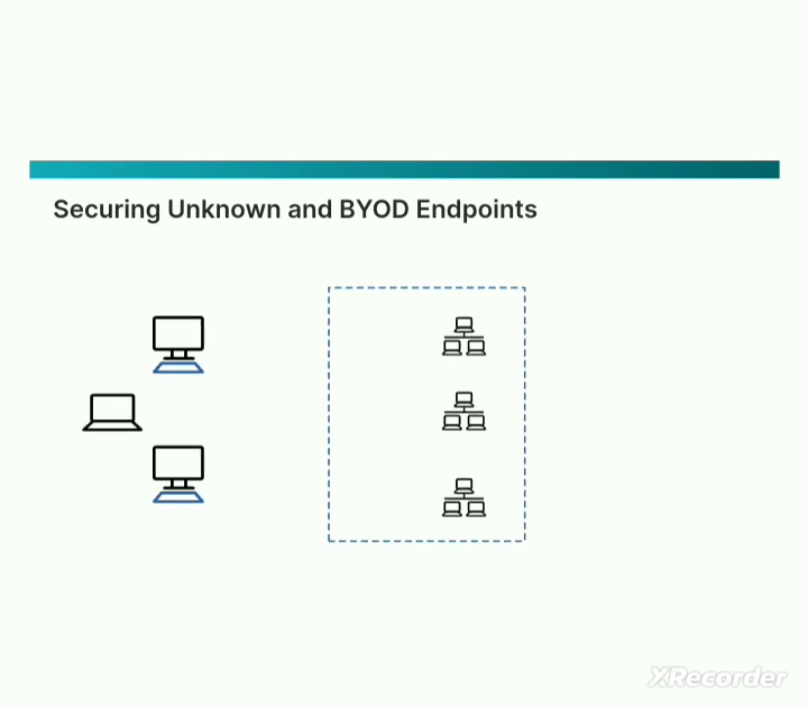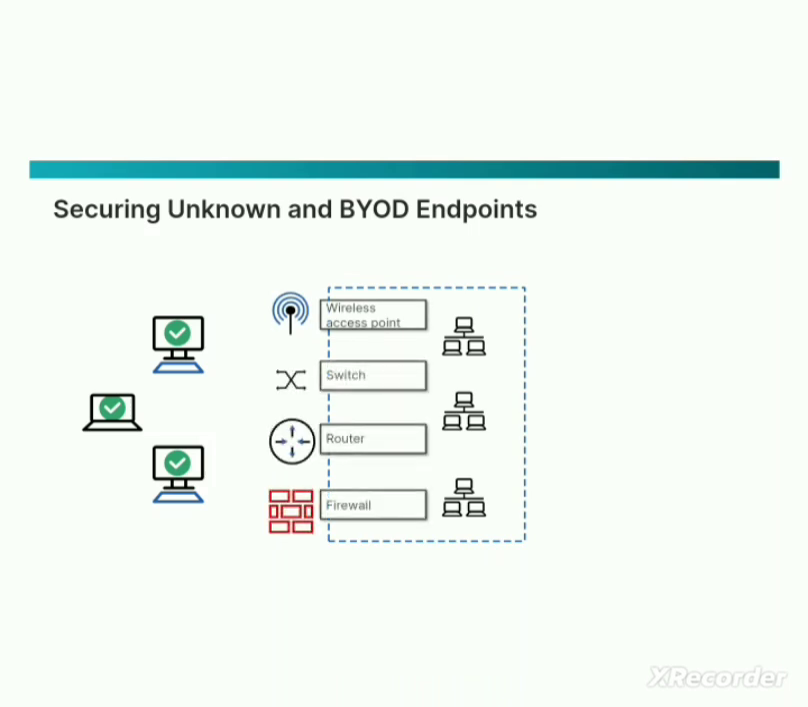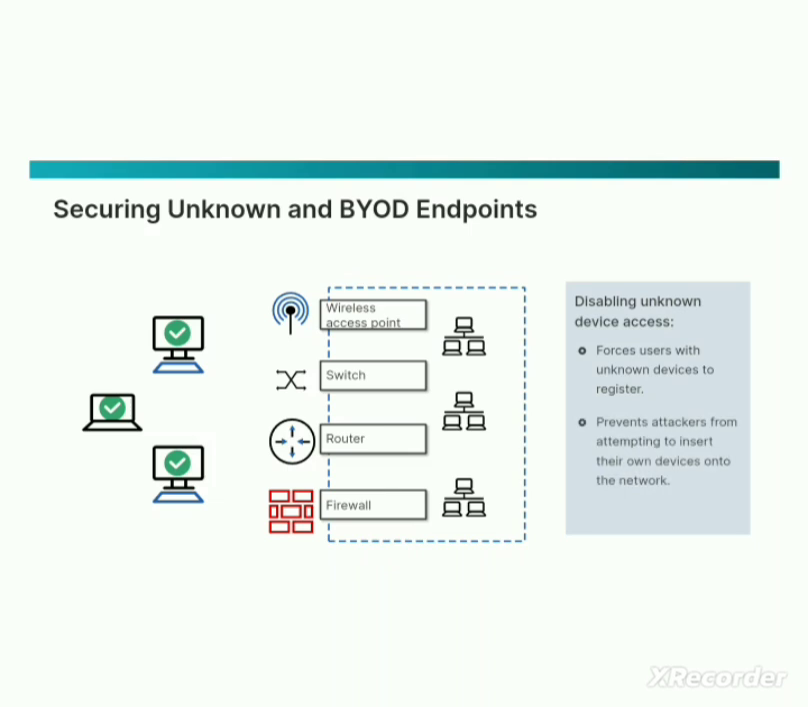Once all known devices are registered, you can configure many network security devices, such as wireless access points, switches, routers, firewalls, and other connectivity points to lock down and not allow unauthorized devices to connect through the network. Disabling devices that are not monitored forces users with unknown devices to register and prevents attackers from attempting to insert their own devices onto the network remotely or by attempting to physically plug in a device locally.